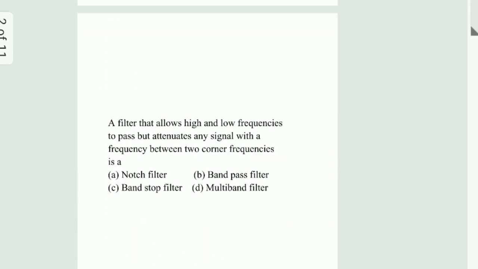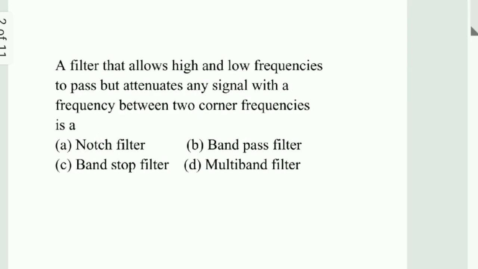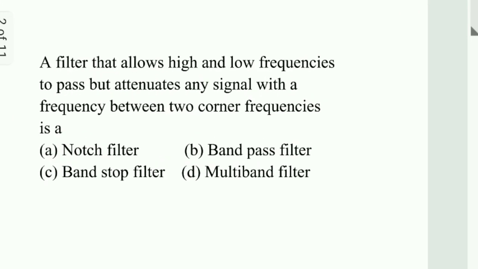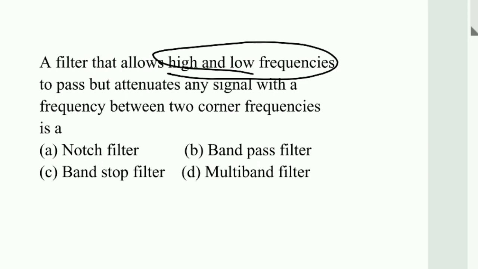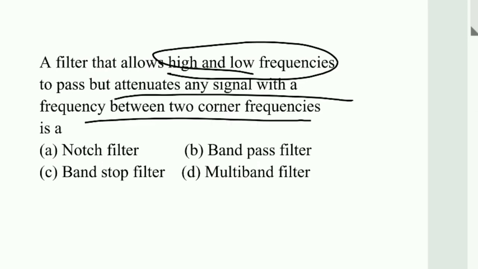Let's go to the next question. The next question is: a filter that allows high and low frequencies to pass but attenuates any signal with a frequency between two corner frequencies is a notch filter, band pass filter, band stop filter, or multi-band filter.